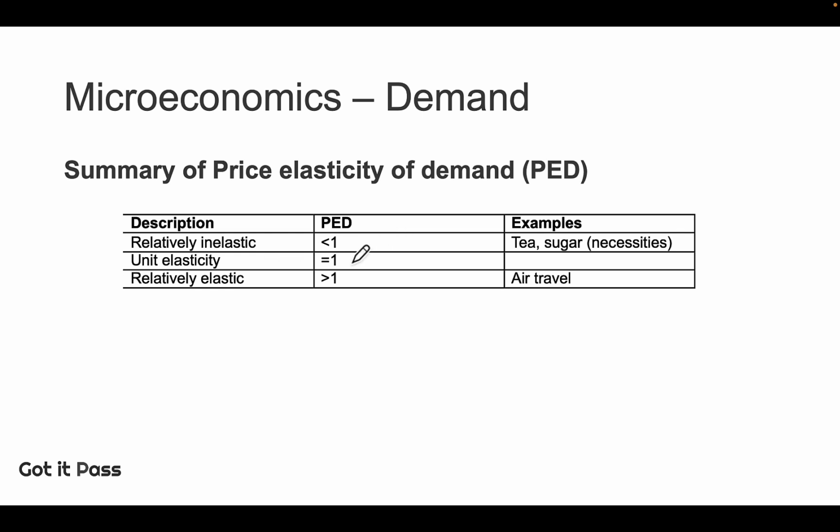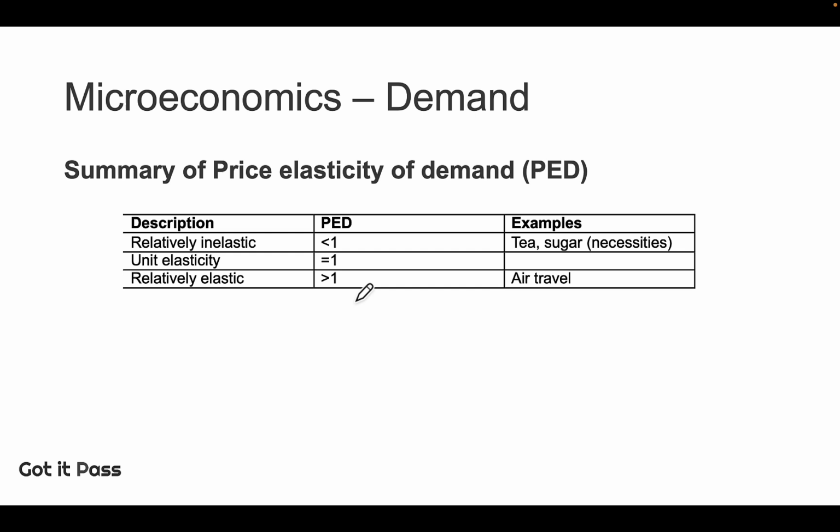If it is equal to 1, we call it unit elasticity. Inelastic means the quantity demanded is not very sensitive to price change. If the price increases by, say, 10%, the quantity demanded will not decrease by 10%, it decreases by less than 10%, like necessities. And in the other extreme case, what we call relatively elastic is when the PED is higher than 1.